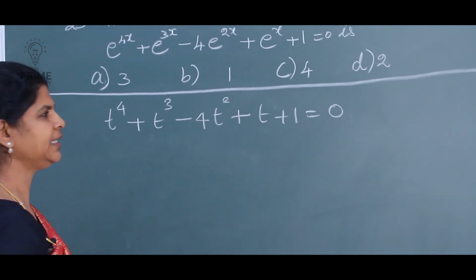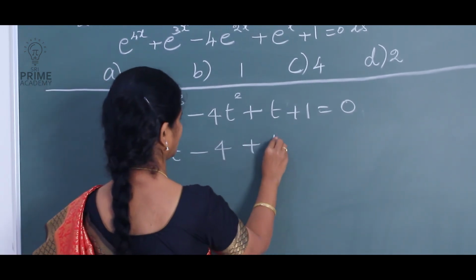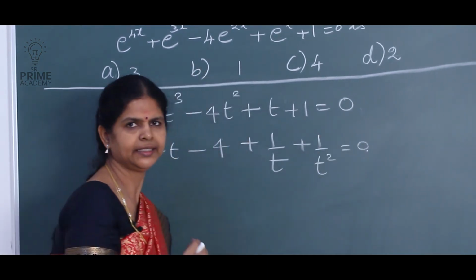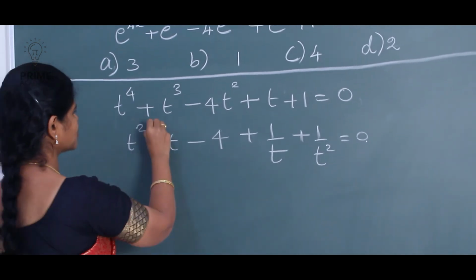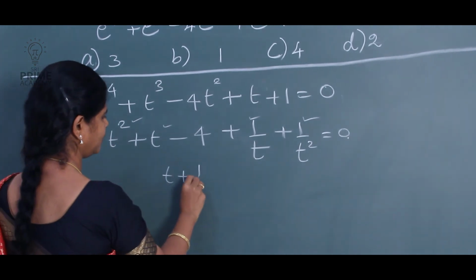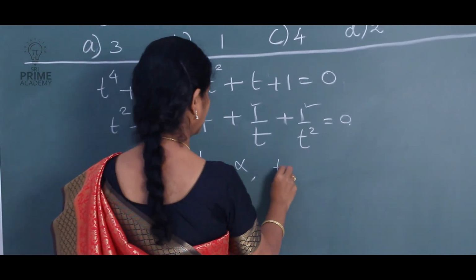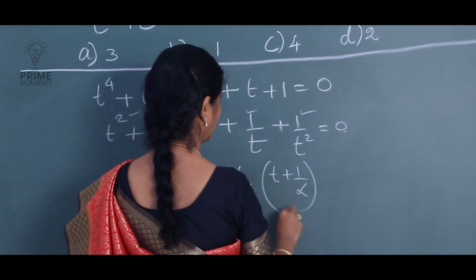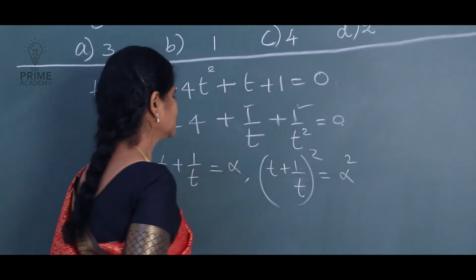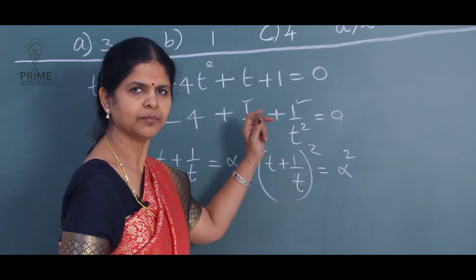So divide throughout by t square. So t square plus t minus 4 plus 1 by t plus 1 by t square. Dividing throughout by t square. Okay. So next combine these terms and substitute t plus 1 by t equal to alpha. Let us substitute. So what about t plus 1 by t, the whole square? This is alpha square. So what about t square plus 1 by t square? It is alpha square minus 2.